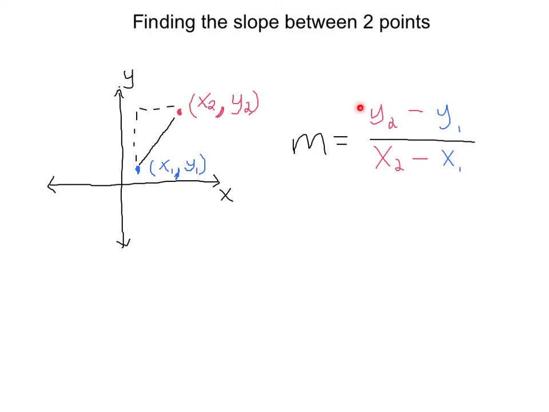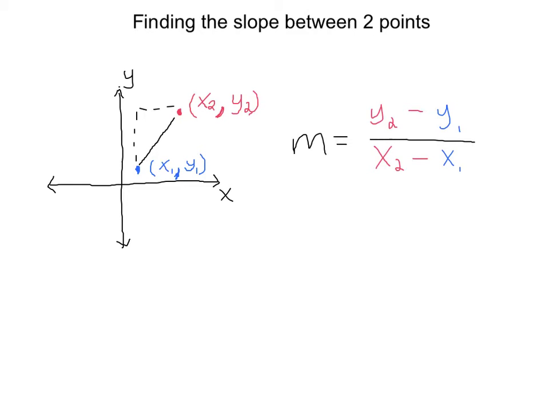Remember, on top, the y2 minus y1 represents the change in height between the 2 points, and the bottom represents the horizontal change between the 2 points. So that's why we have x2 minus x1.